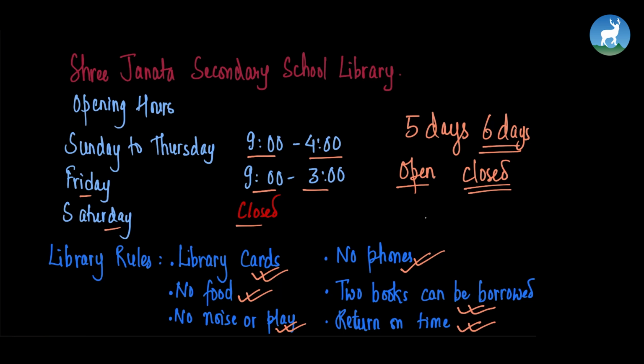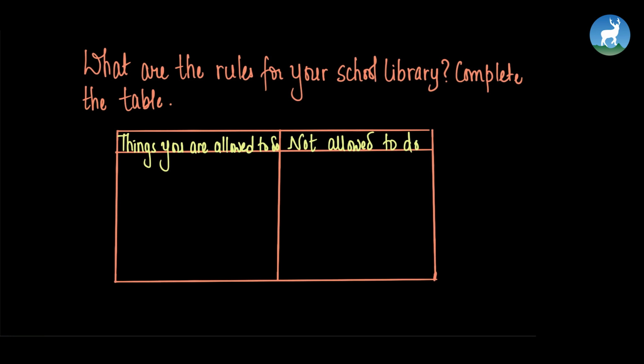And the students can take away more than 2 books at a time, right? No, they can take only 2 books at a time. Alright, and then what do they need to do? After they take the book, they can keep the books randomly here and there. Is that so? No, they must take care of the book and return them on time. So these are the things that we have to keep in mind when we borrow books from the library or visit the library for reading.